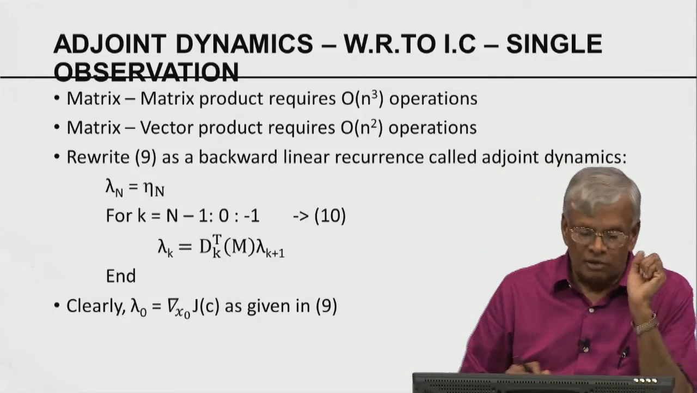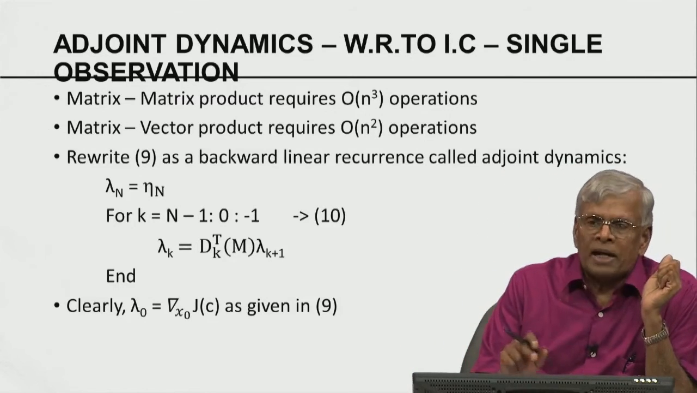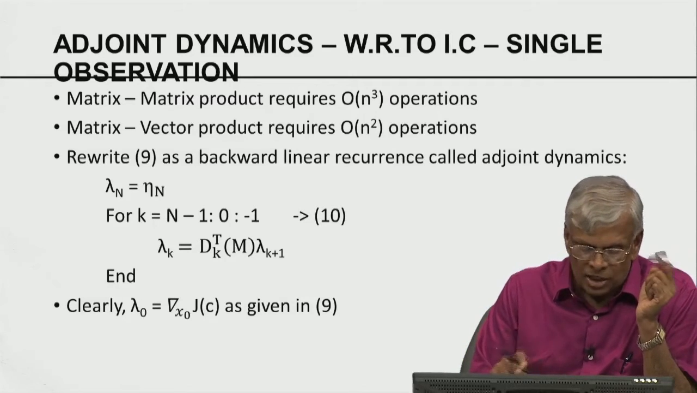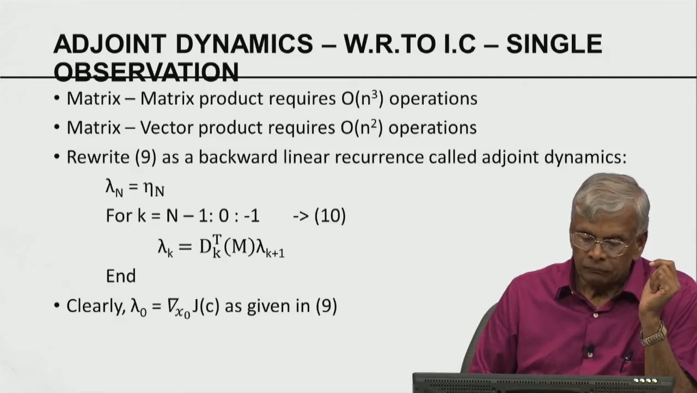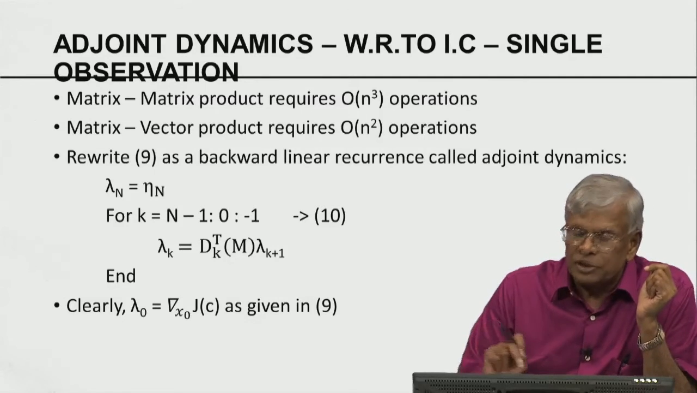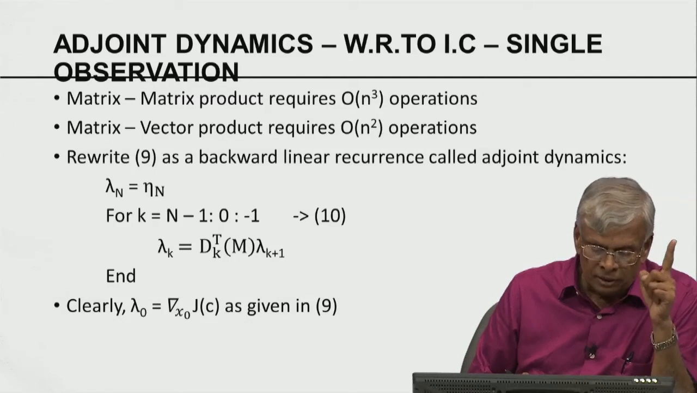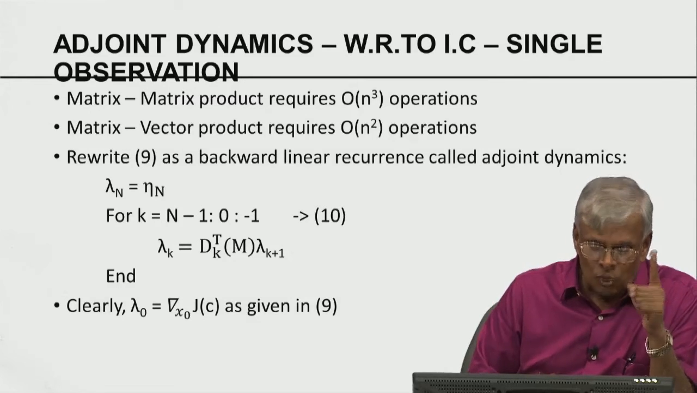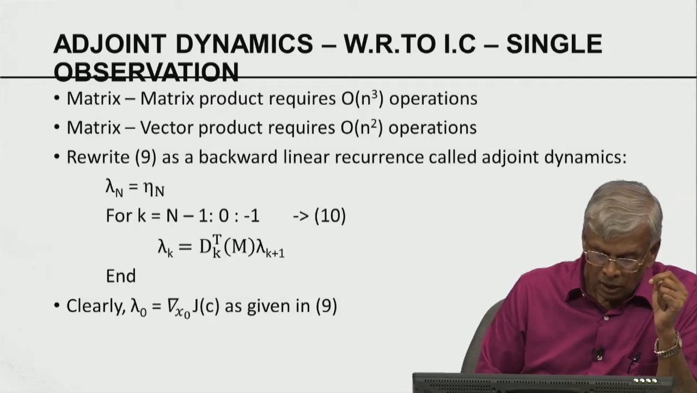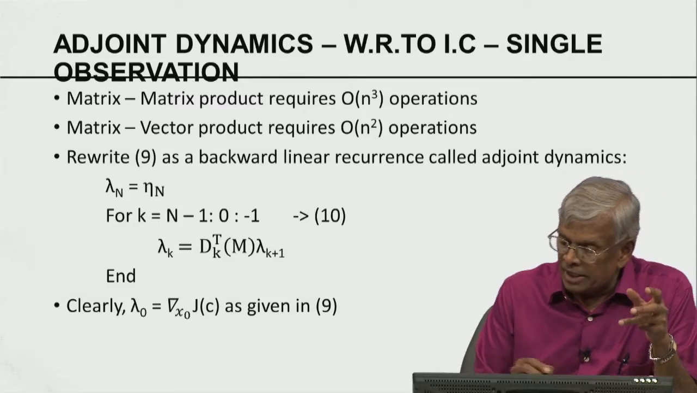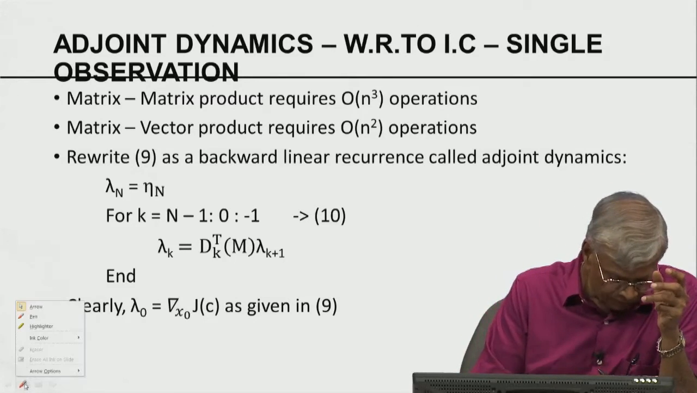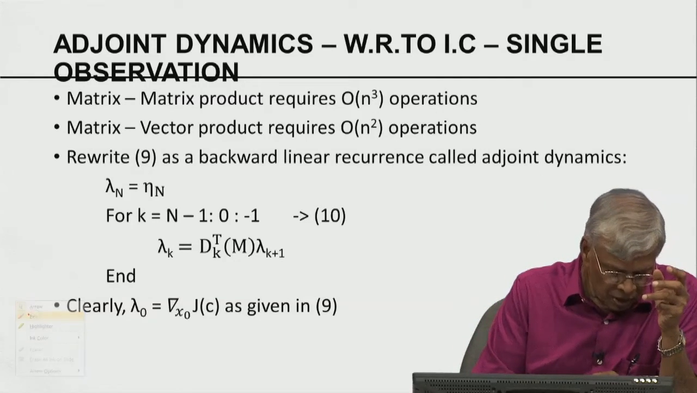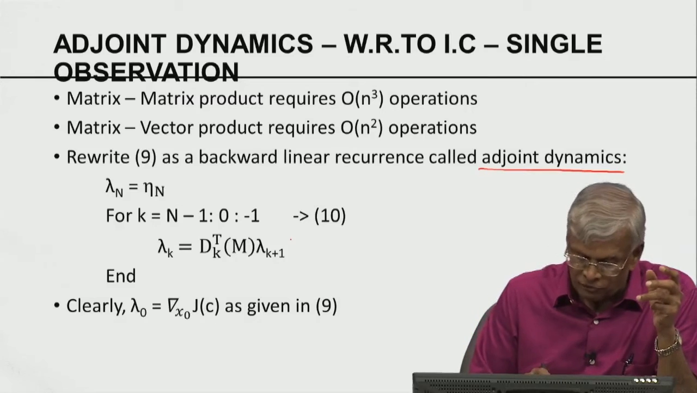Now, with respect to some computational considerations: a matrix product requires n cube operations, and a matrix vector product requires n square operations. So the adjoint dynamics with respect to the initial condition that we saw earlier can be written for the case of one observation. The backward dynamics is the linear recurrence which is called the adjoint dynamics. Since there is only one observation, there is no other forcing for this.